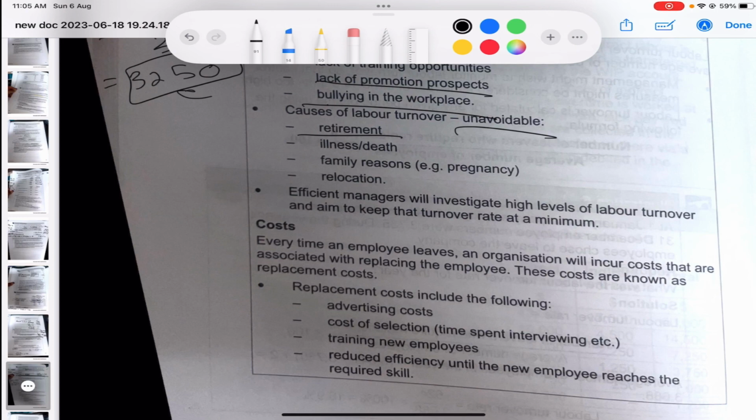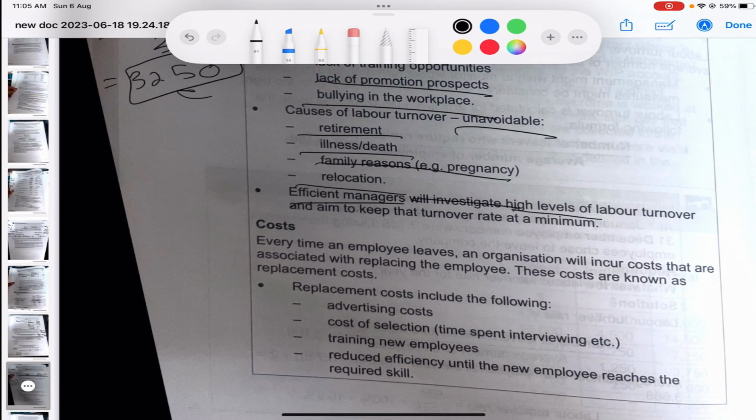So somebody has retired by the legal age. So obviously we can't do anything about it. Illness or death. In such situations we really can't do anything. Family reasons like pregnancy and stuff like that. Relocation for unavoidable reasons. So these are some aspects which we cannot stop.